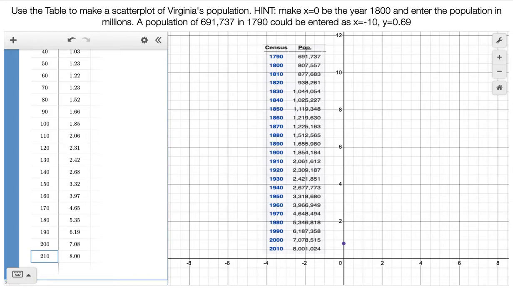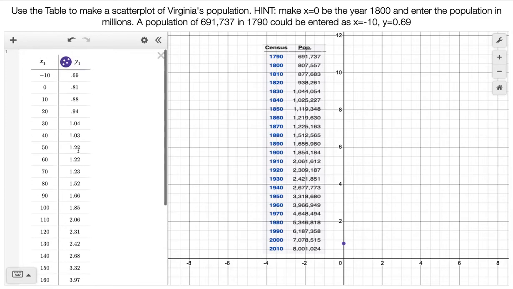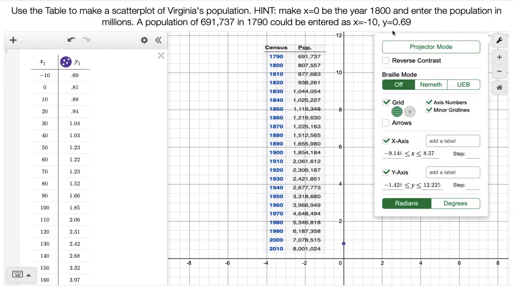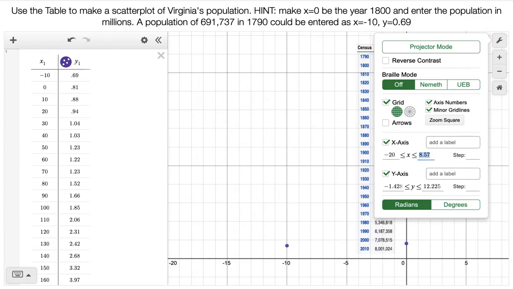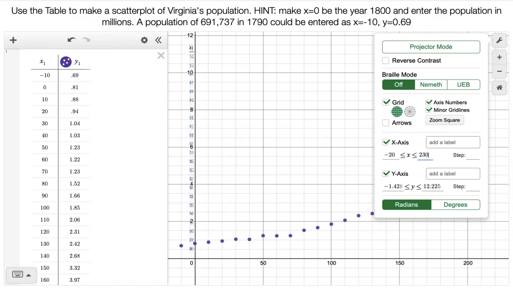Okay, so now that they're in, there are two things I want to tell you about finding the window. The first is that making a window from a scatter plot is easy because you have the numbers right in front of you. So I need my years to go from 1790, which is negative 10, so I'll give myself a little bit of extra room there, negative 20, until 2010. I'm going to go at least through modern, like today's date anyway, so I'm going to go up past 2020, which would be 220 or 230, just to give myself plenty of room.